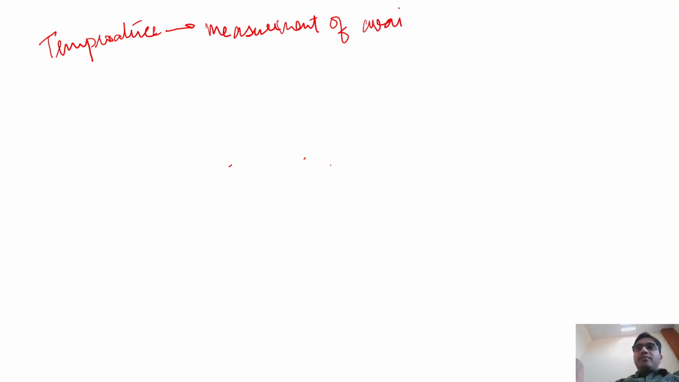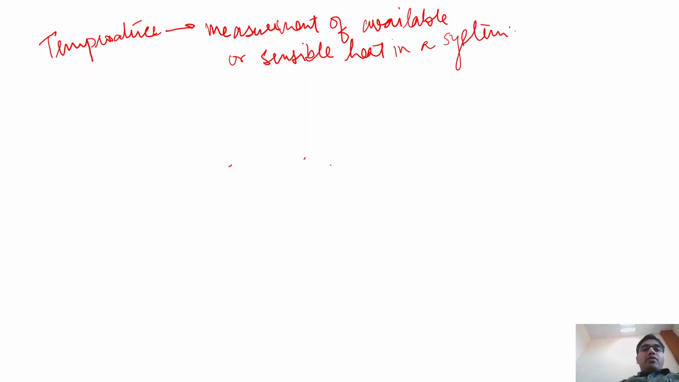Okay, so temperature can also be called the measurement of available or sensible heat in a system. Now we all know that objects, let us say this is a system, all consist of molecules, right?